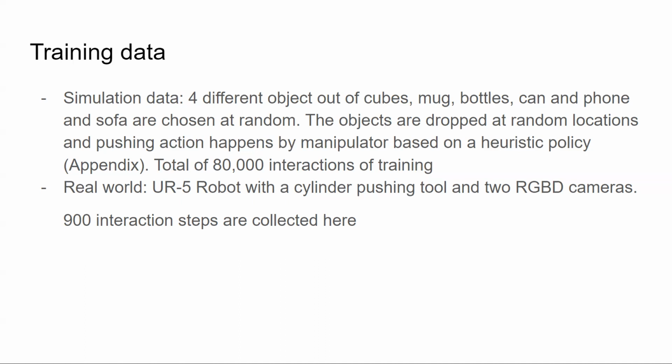For the real world, they are using a UR5 robot with a cylindrical pushing tool mounted on the robot. They use that to push the object and track the world around it. They have 2 RGBD cameras placed here. I think the images show it is RealSense cameras only. And they generated 900 interaction steps there.